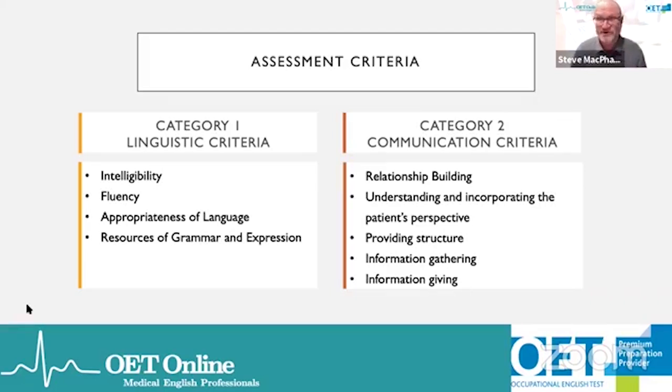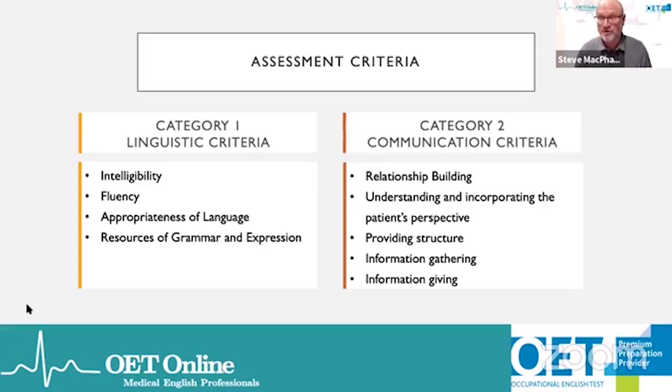The last criteria under the linguistic category is resources of grammar and expression. So grammar, sentence structure, verb use, all the little details of the language, that's all assessed. Expression relates to your vocabulary as well. So that's the linguistic criteria.